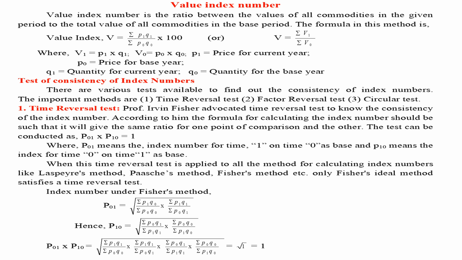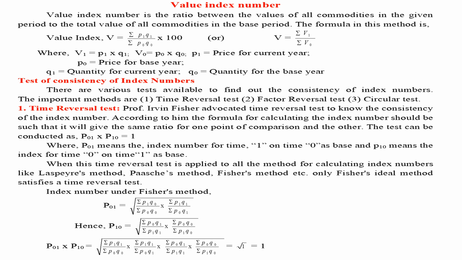The important methods are 1. Time reversal test, 2. Factor reversal test, 3. Circular test. 1. Time reversal test. Professor Irving Fisher advocated the time reversal test to know the consistency of the index number. According to him, the formula for calculating the index number should be such that it will give the same ratio for one point of comparison and the other. The test can be conducted as P01 into P10 equals 1, where P01 means the index number for time 1 on time 0 as base and P10 means the index for time 0 on time 1 as base.